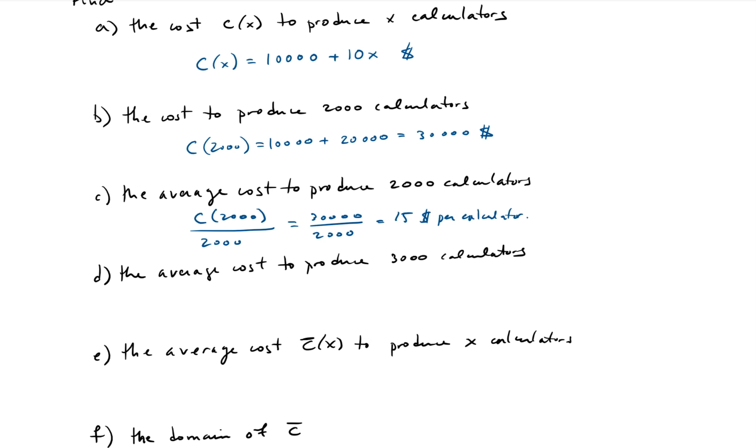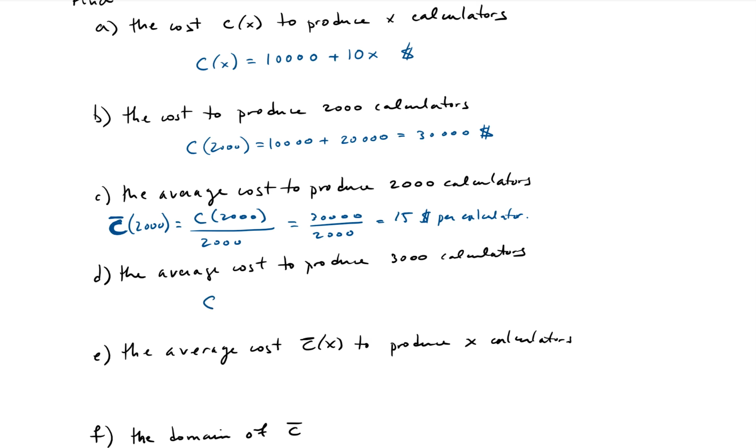So this often is called C bar of 2,000, okay? So the bar is often used in mathematics for something that represents the average. So C bar would be the function that represents the average cost. So we're going to see a general formula for C bar, but just notice that we've calculated C bar when x is 2,000.